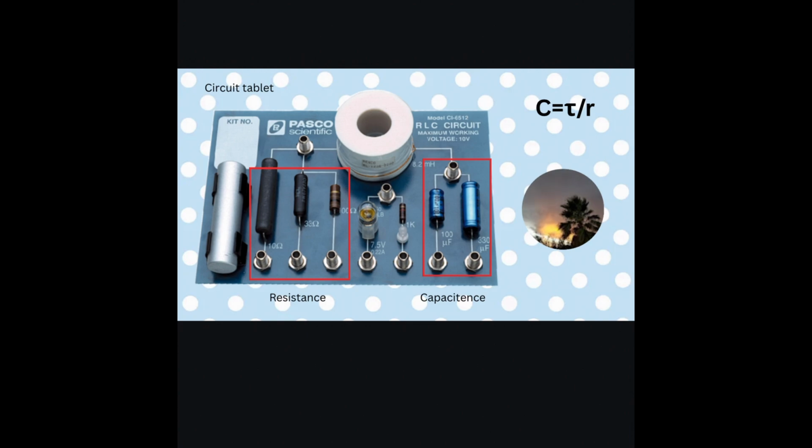So the circuit tablet has resistors and capacitors on it, and they can generate different resistances and capacitances, which we will be using to compare with the experimental capacitance. The theoretical capacitances that we're going to be using to compare with the experimental is already on the circuit board, on the very right, and these small blue ones are 100 microfarad and 330 microfarad.